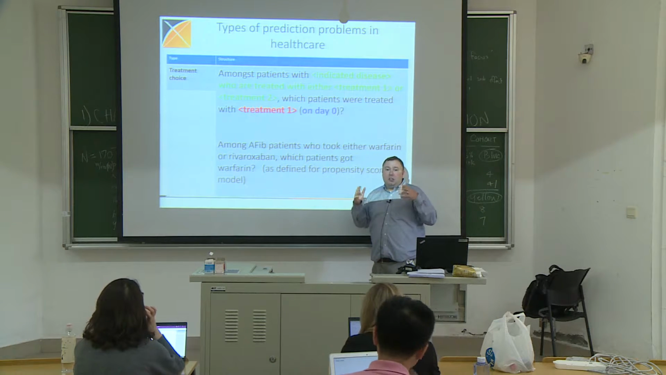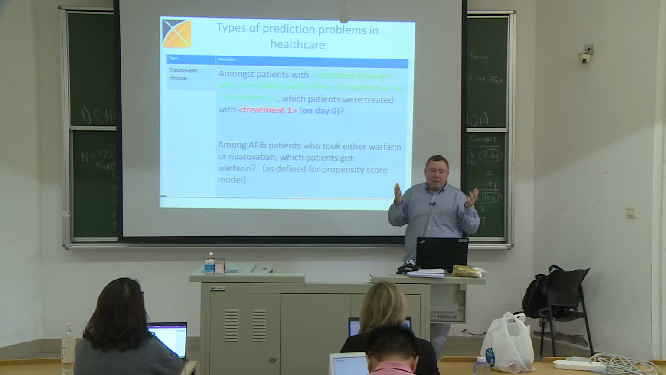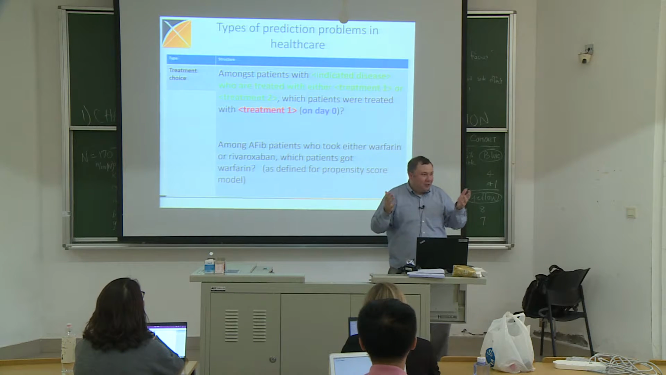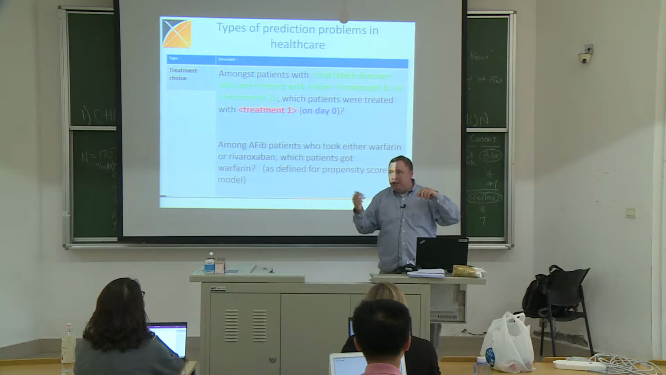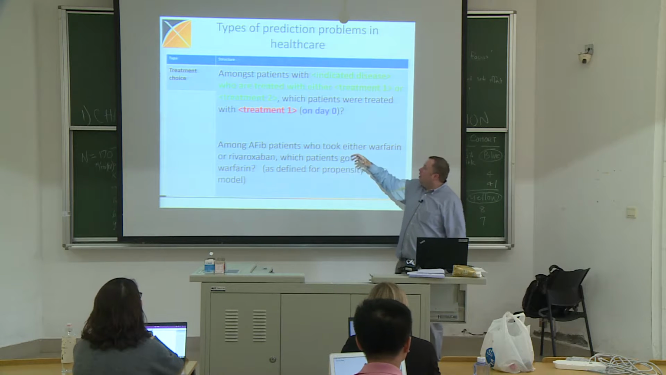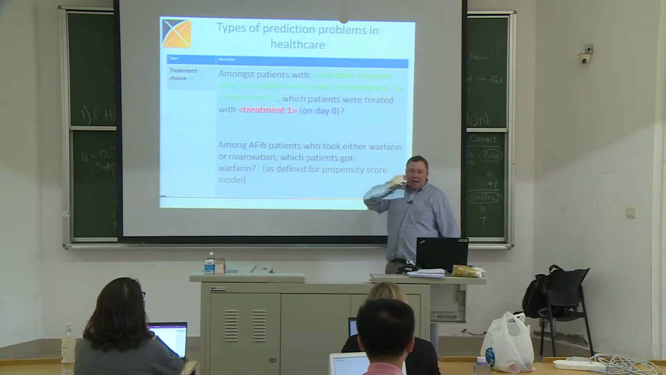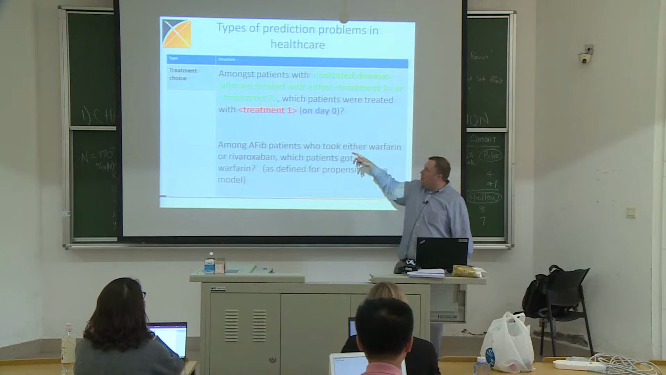That is, the target cohort in this case is people who took either treatment 1 or treatment 2, and the outcome cohort is the people who took treatment 1 versus those who took treatment 2.